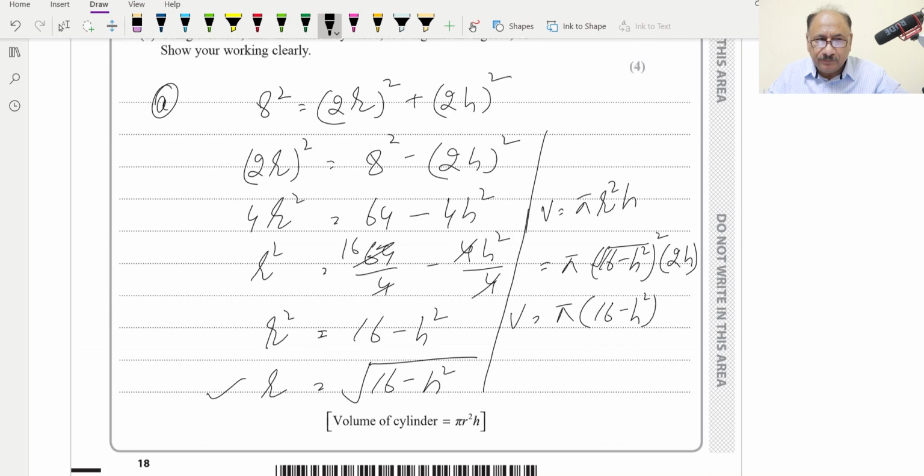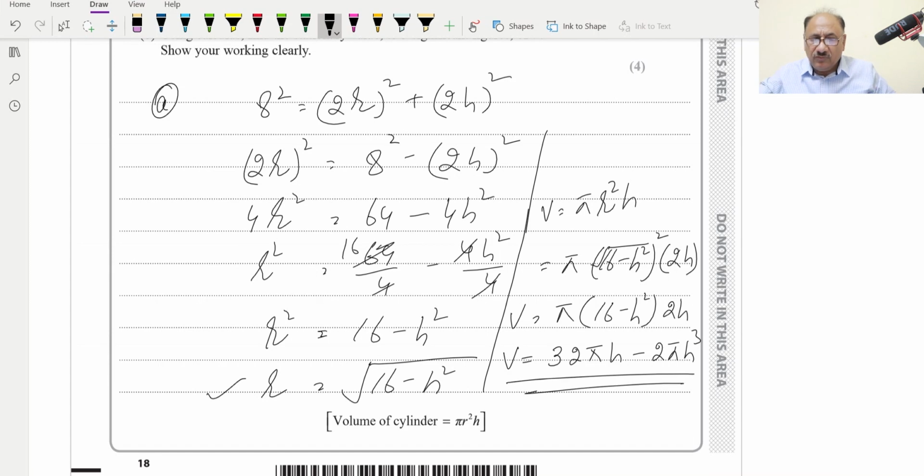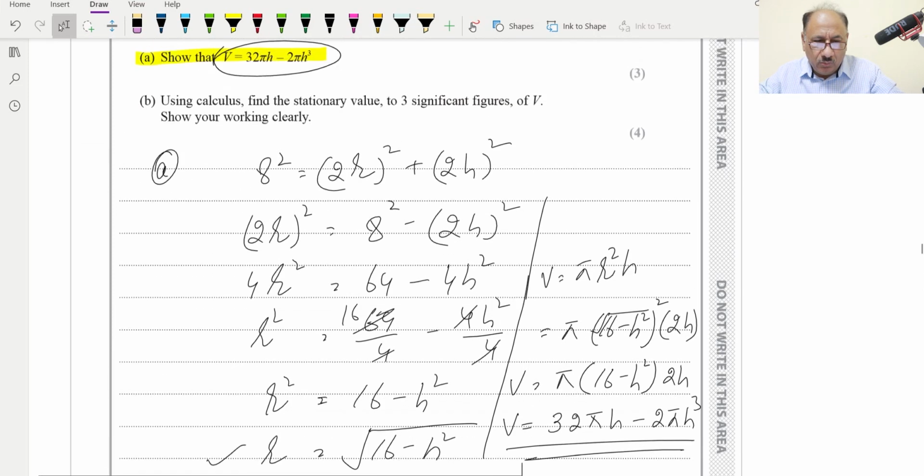So we can basically write it as 2h as it is, and we can multiply, open the brackets basically. So it will be 32, 16 times 2 will be 32 pi h minus 2 pi h cubed, and this is equal to V. This is the equation which we're supposed to find, which we have done. Now we can go to the b part.